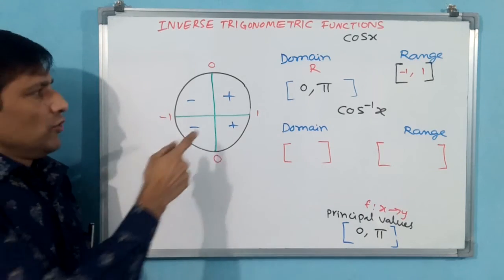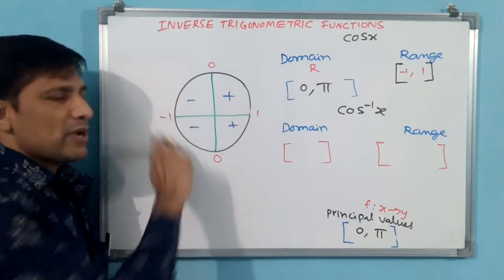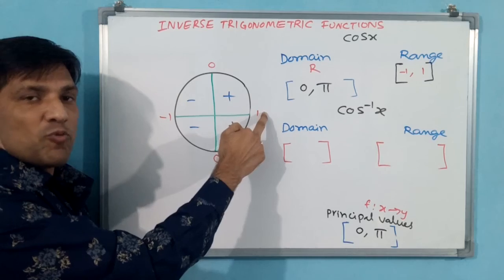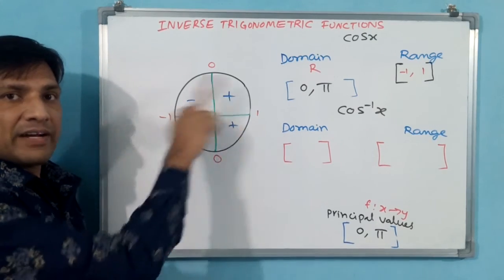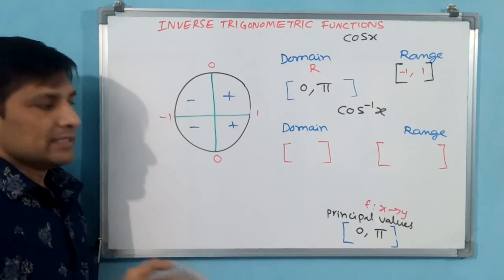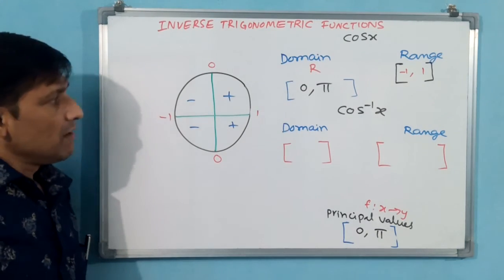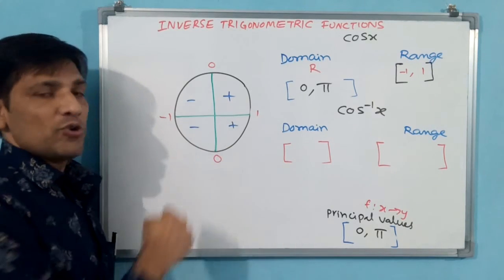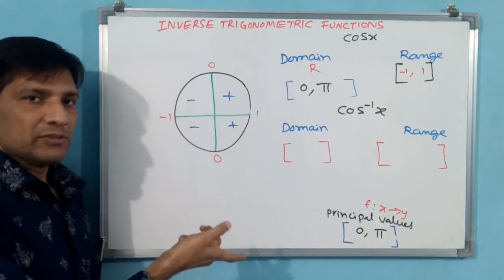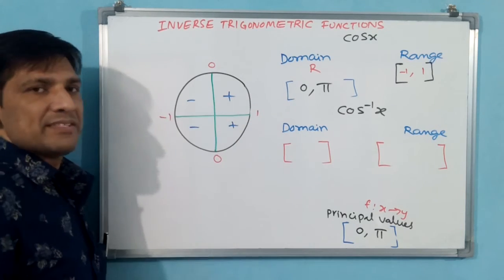Now you analyze first. 0 to pi means 0 to pi only you have to write. You cannot write 360 degrees or 2 pi. You have to take 0 to pi only as the principal value for cos x. If you take 0 to pi, automatically different values are going to come, and you can make the inverse also.